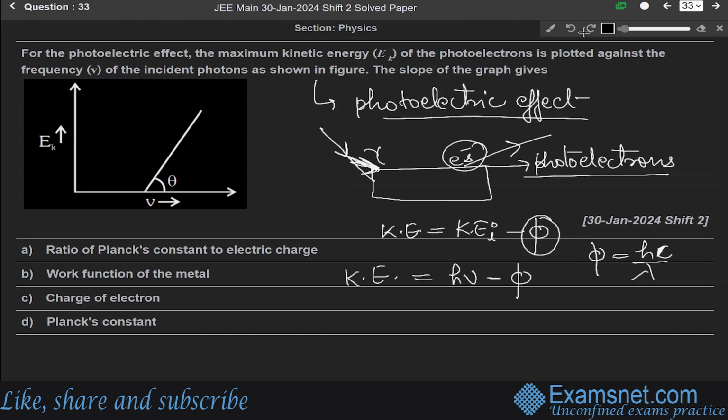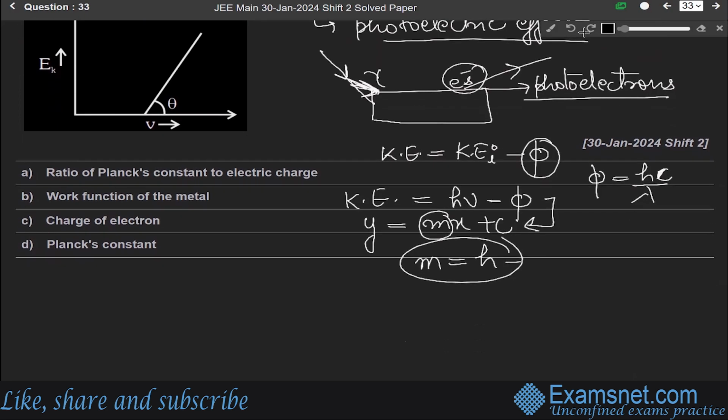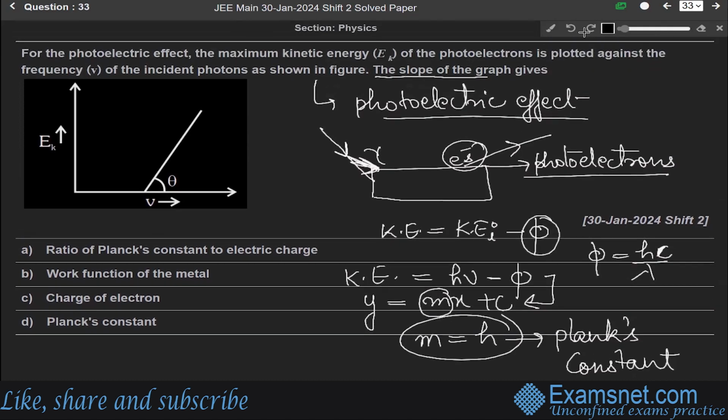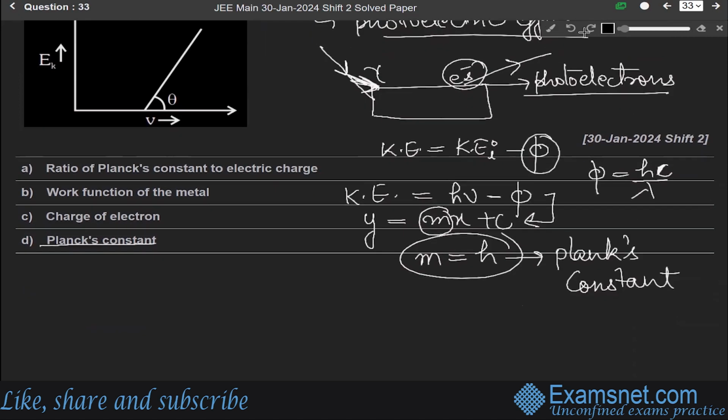So comparing it with the line equation, y equals mx plus c, where m is the slope, we get the slope m is h, which is Planck's constant. According to the question, we have to find the slope of the graph. The slope of this graph is Planck's constant, so our correct option is option D.